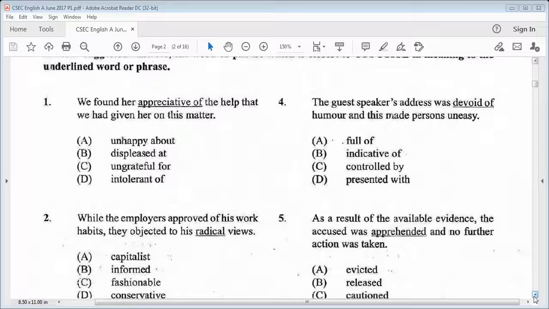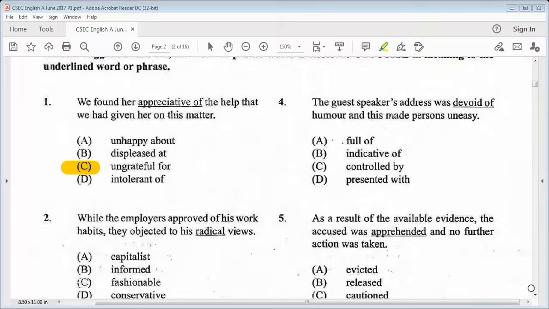So let's look at question 1. It says, we found her appreciative of the help that we had given her on this matter. Is it A, unhappy about, B, displeased at, C, ungrateful for, or D, intolerant of? Now, this is another repeat question. So we know appreciative of means that you're grateful for. So the opposite of that would be C, ungrateful for. So the answer is C.